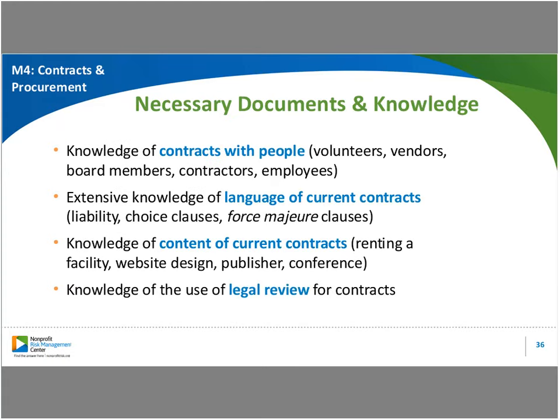For the necessary documents here, like I said, you may want to actually bring in contracts and look them over to see what kinds of information you have. The module specifically asks about contracts with these different types of people: volunteers, vendors, board members, independent contractors, and then employees. It also asks specifically about language in your contracts. These are legal provisions included in many contracts: liability, choice clauses, which is whether there's a provision within the contract that says where a lawsuit may have to be brought or what type of law will apply, and then the force majeure clause, which is basically when you can get out of a contract.